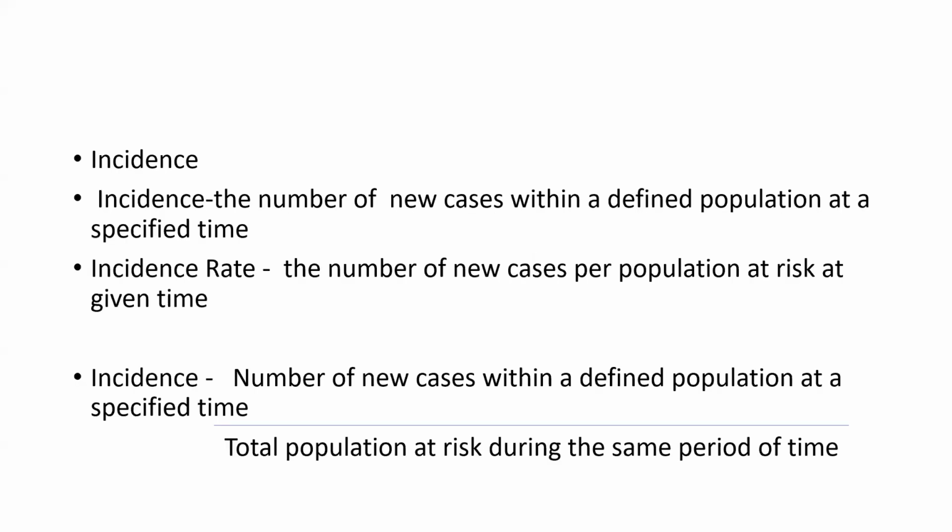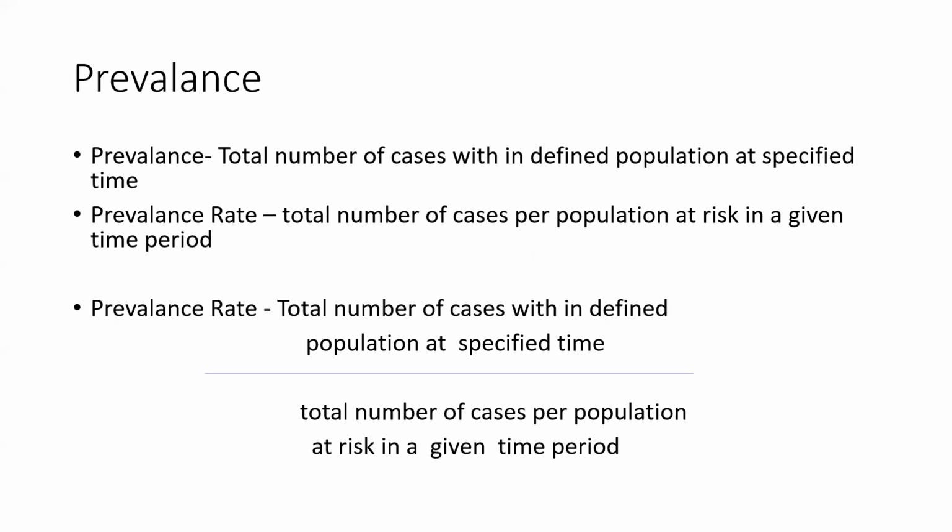So first is incidence rate. Incidence is the number of new cases within a defined population at a specified time. Incidence rate is the number of new cases per population at risk at a given time. So the incidence rate formula is the number of new cases within a defined population at a specified time upon the total population at risk during the same period of time.